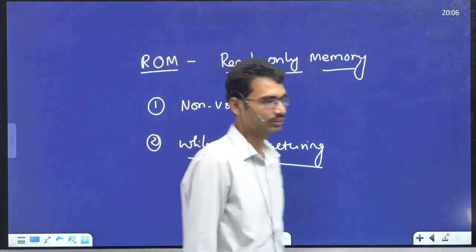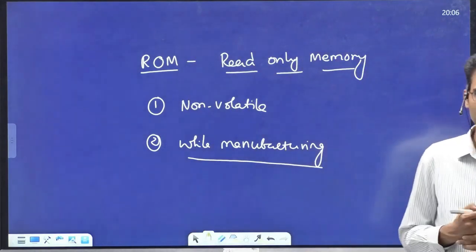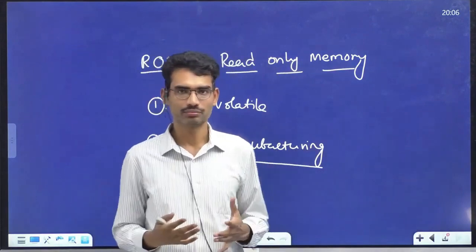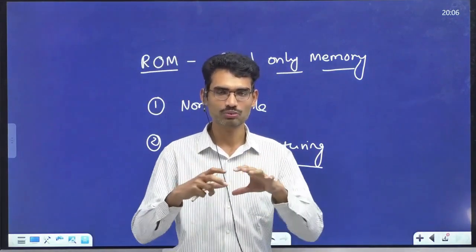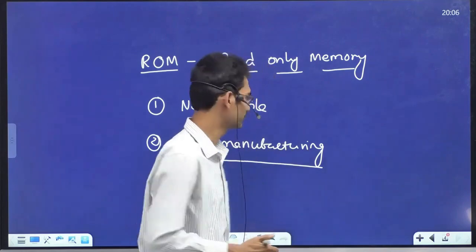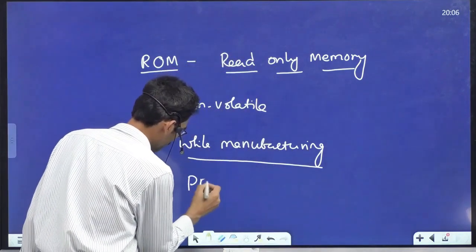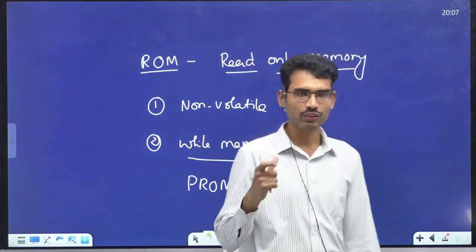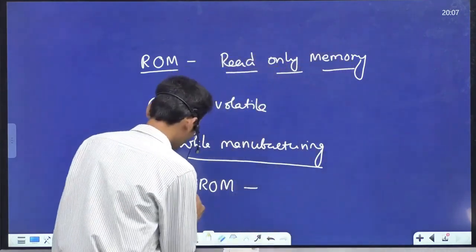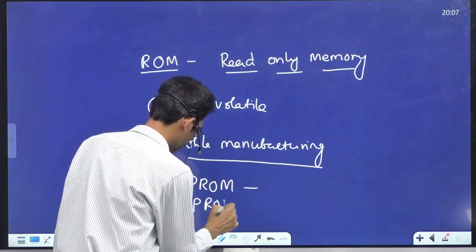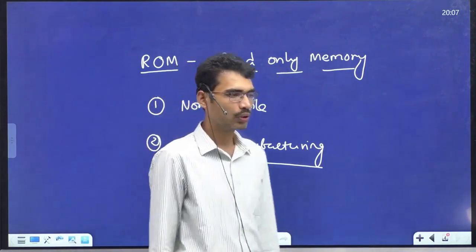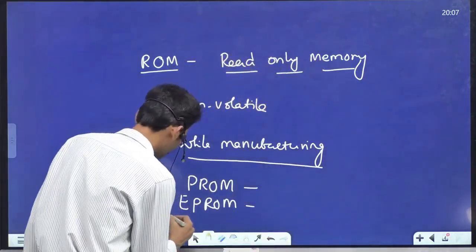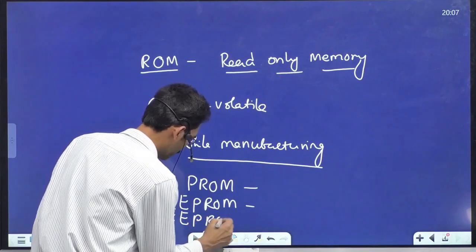This is with respect to read-only memory, only read. Suppose some basic programs will be there. When you start the computer, you require certain programs to be run immediately when you switch on. Based on that, there are different types: programmable read-only memory, erasable programmable read-only memory, and second one, electrically erasable programmable read-only memory, EEPROM.